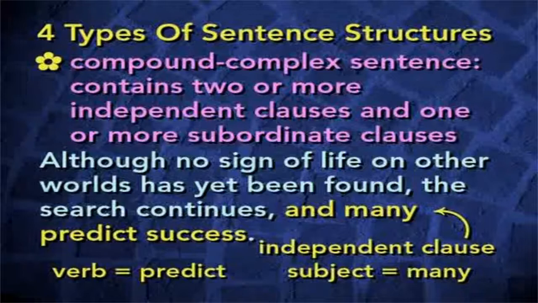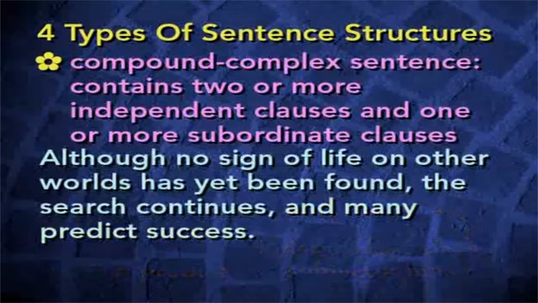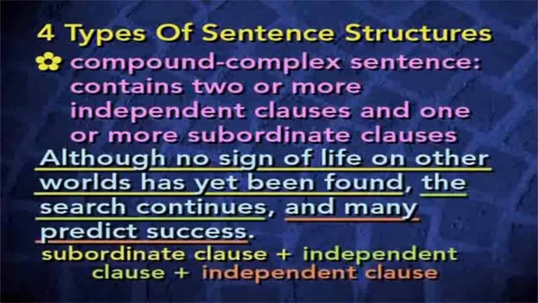So now let's step back and look at what we have. We have a sentence consisting of three clauses. The first one is a subordinate clause, the second one is an independent clause, and the third one is another independent clause. That's what makes this a compound, complex sentence.